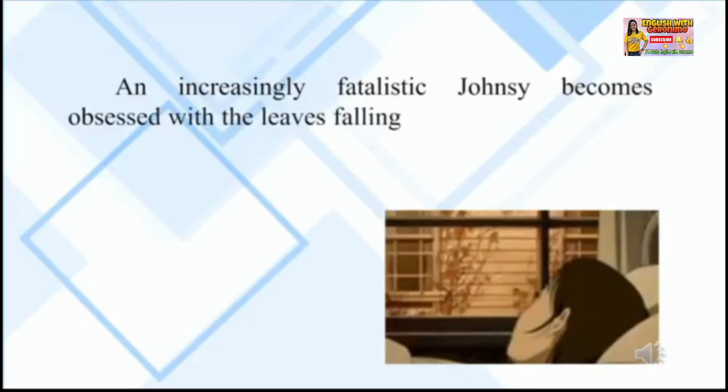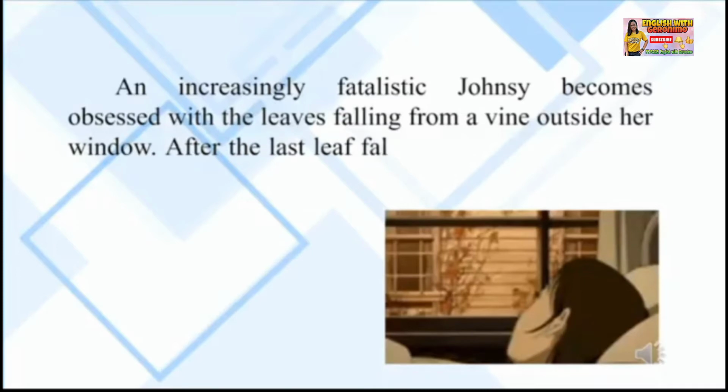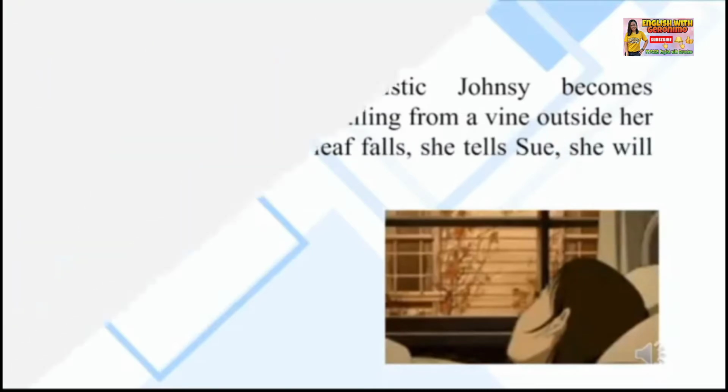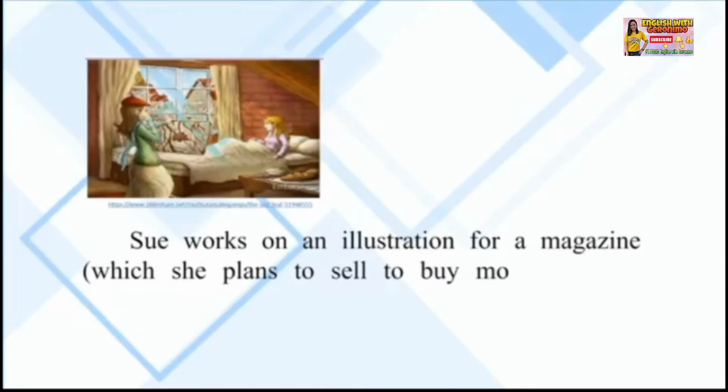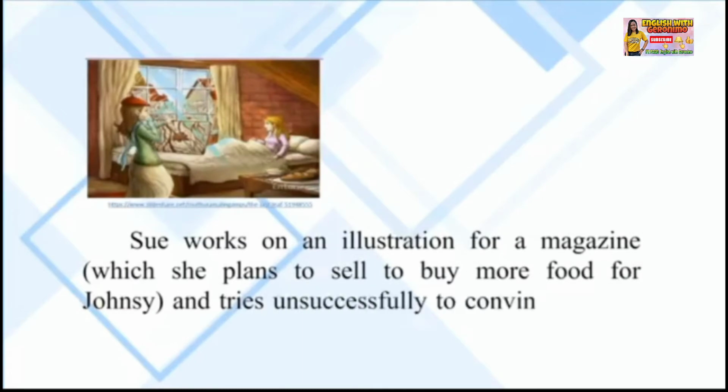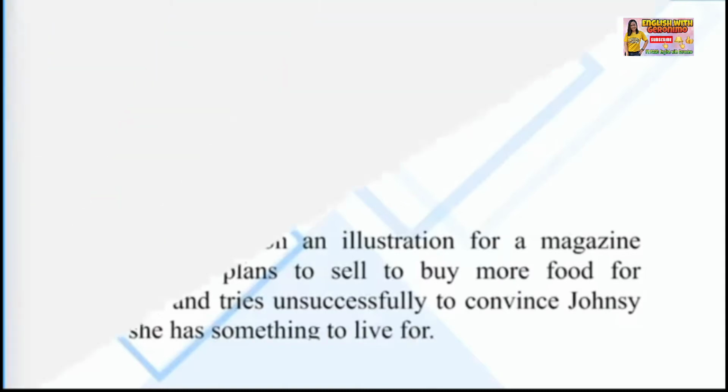An increasingly fatalistic Johnsy becomes obsessed with the leaves falling from a vine outside her window. After the last leaf falls, she tells Sue she will die. Sue works on an illustration for a magazine which she plans to sell to buy more food for Johnsy, and tries unsuccessfully to convince Johnsy that she has something to live for.